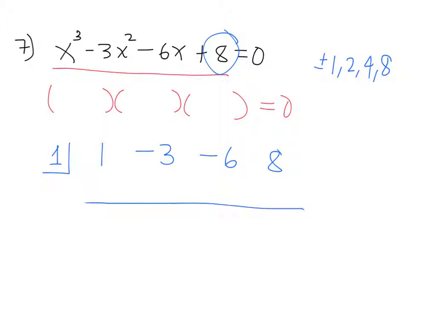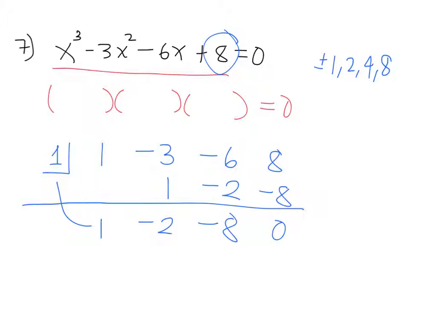And what do we hope? After doing this, what do we hope to come out? The last number should be 0. Otherwise, we have to test a new number again. So we bring down the 1, and then we multiply. So 1, and then we add. So that's negative 2, right? And then negative 2 times 1, negative 2. Negative 8. Negative 8 times 1 is negative 8. And if you add, this is 0. So we have found one of the factors.